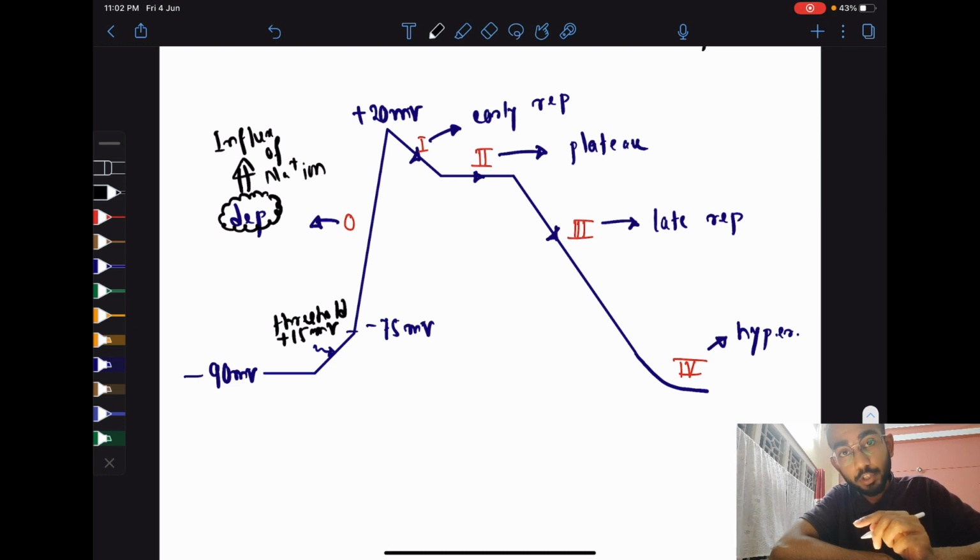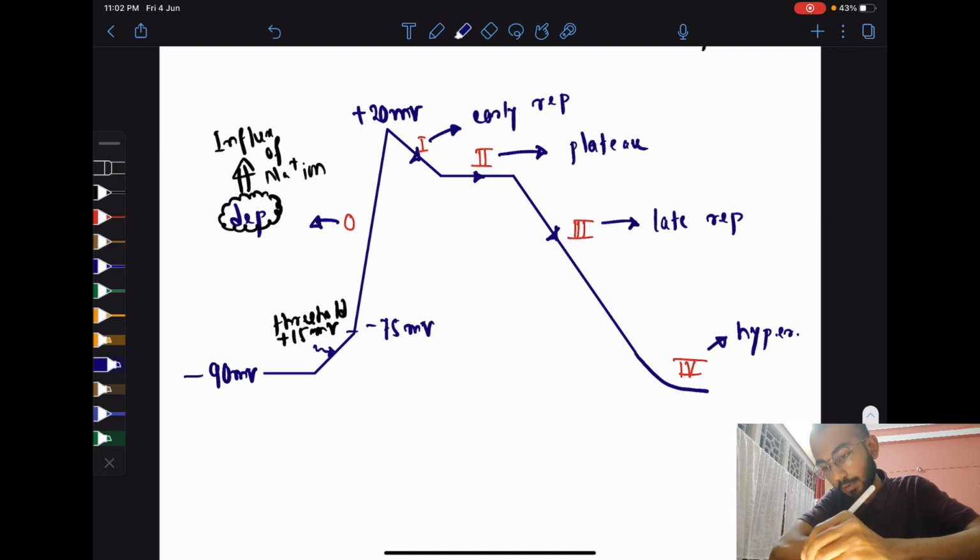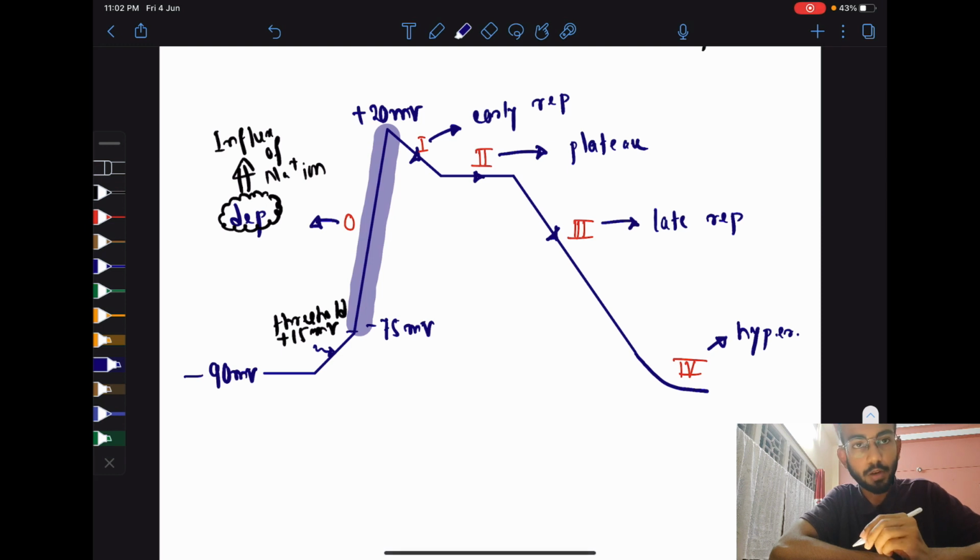Now since the concentration of sodium is more in the extracellular fluid as compared to that of intracellular fluid, hence the influx of sodium is seen, creating what? Creating the ascent of the graph, right? Now after it has achieved a potential of plus 20 millivolt, that is when the early repolarization will start.